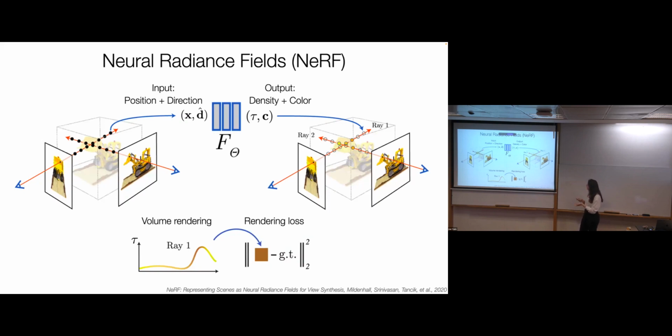And because this whole process is differentiable, you can simply use a rendering loss, just like regression, and compare the predicted rendered color to the ground truth. So the basic idea is to simulate the rendering in order to learn the representation, given a set of cameras.